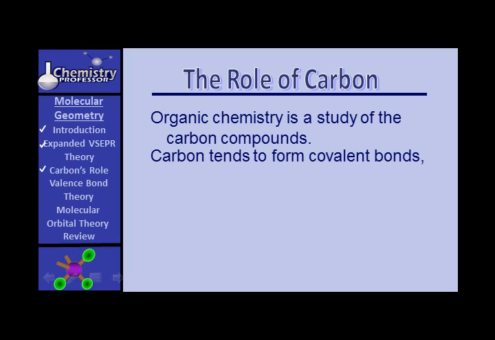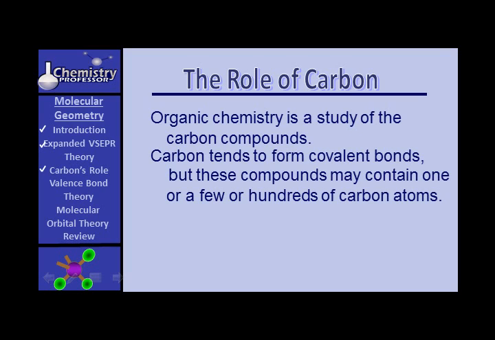Now, carbon tends to form covalent bonds, but it doesn't form covalent bonds with just a few atoms. These compounds may contain sometimes hundreds of carbon atoms, without even talking about the other atoms that might be involved. But let's look briefly at some of the bonds of carbon, because there's a different way of dealing with it when we're talking about its molecular structure or its geometry.